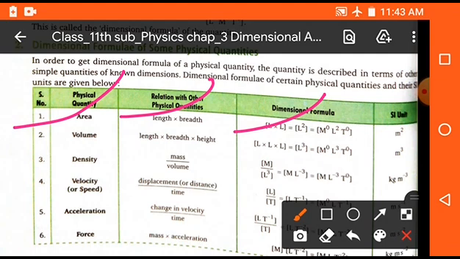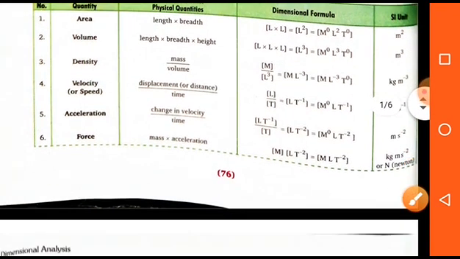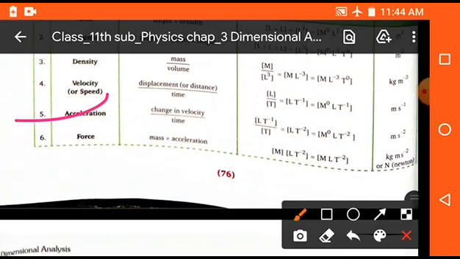In the same way, we can also find the dimension formula of density. We know that density is equal to mass by volume. Mass is a fundamental quantity, for which we put capital M here, and volume means length into breadth into height, which means L to the power 3. So the dimension formula will be M L minus 3. We can also write here M L minus 3 T0. Clear students?